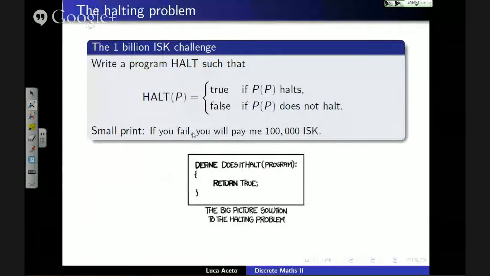So, for instance, if you write a program that always returns true, that always terminates, it's not going to solve the halting problem. It might be the big picture solution, but it's not the right one. Because, for instance, it will return true when you feed it with a program that does, while true do nothing. And you can write these programs, can't you?